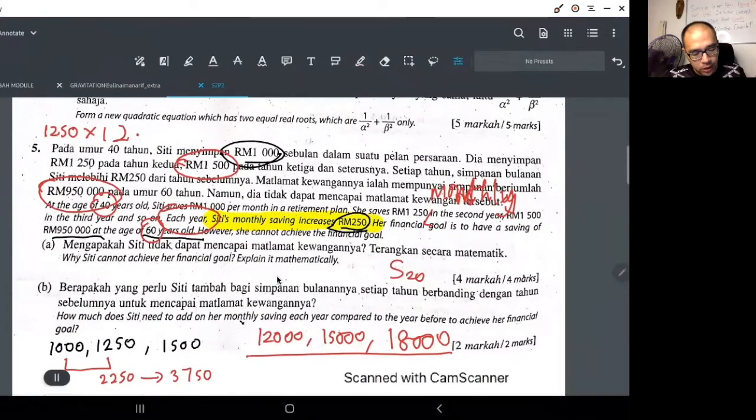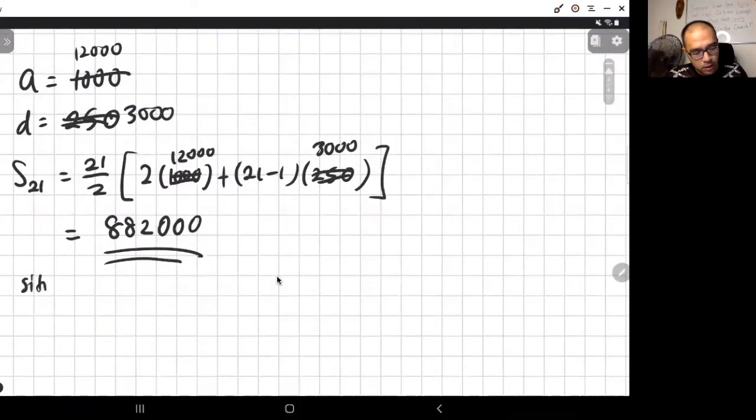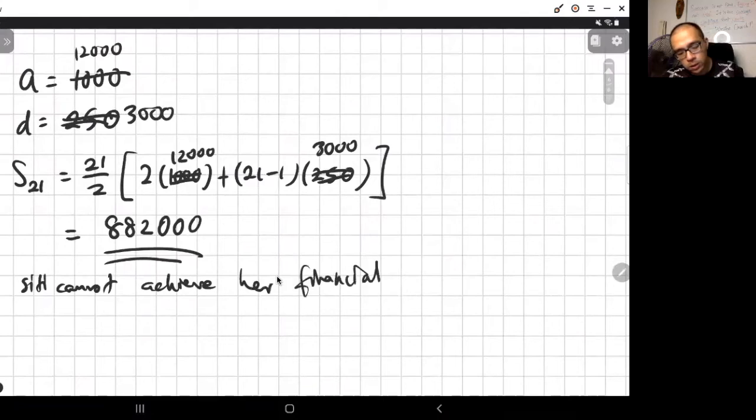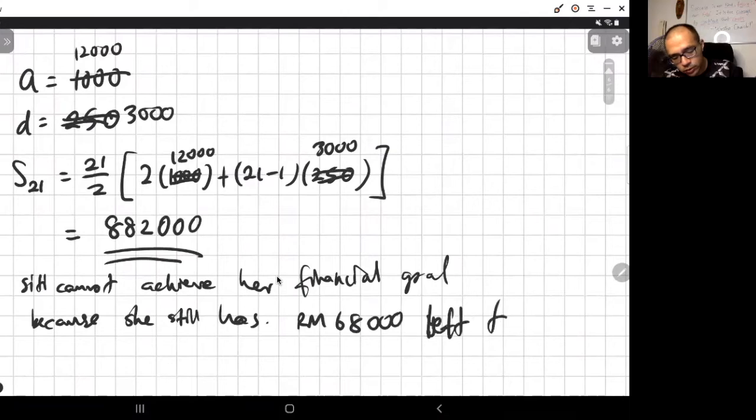Okay, Siti cannot achieve her financial goal because dia kekurangan, just keluarkan satu ayat lah. Okay, so Siti cannot achieve her financial goal, okay, because she still has how many, 68,000 ringgit left. Okay, 68,000 left to achieve it.